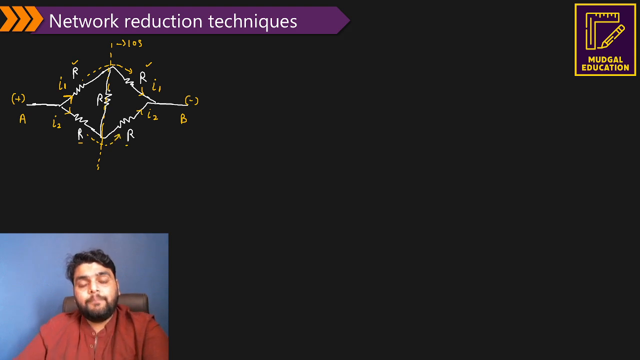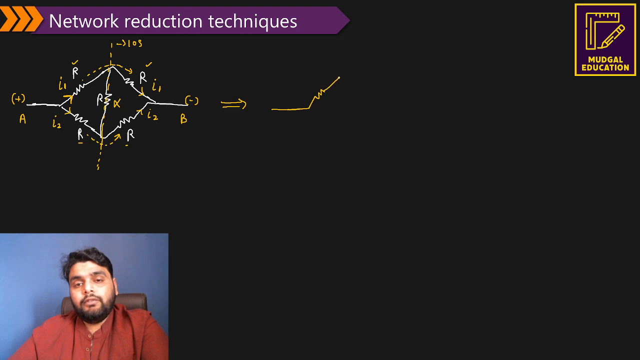So this resistor, which is in between these two branches, does not play any part. So I can remove this resistor. If I remove this resistor, the circuit becomes simplified like this.